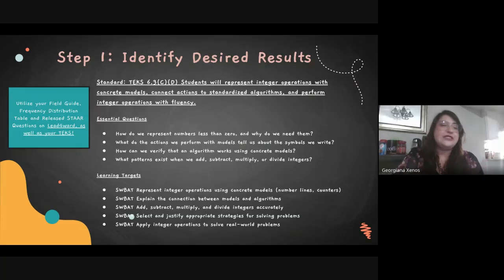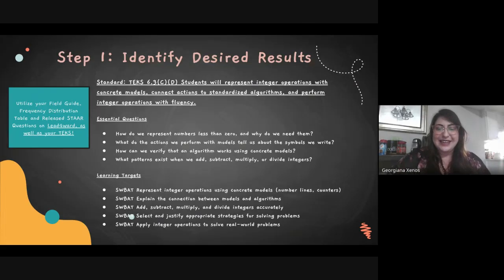Now, if you're still practicing this, there's a couple different things you can use to really study the standard and what the desired outcome would be. So one thing you can use is the Lead4ward field guides, which we have available on campus. The frequency distribution table, which is also a Lead4ward resource you can find online for free. And then the released STAAR questions on Lead4ward as well. That way, if you're wanting to see how certain questions are asked, you can model questions you create for your students from that.